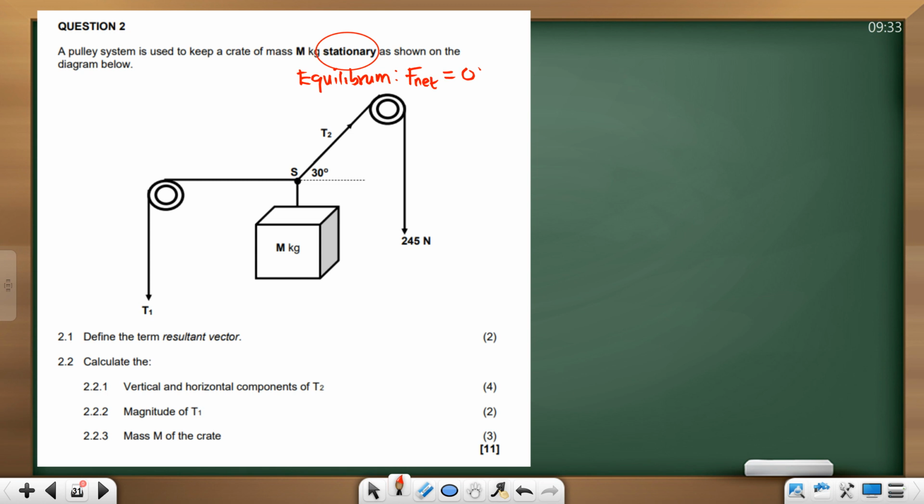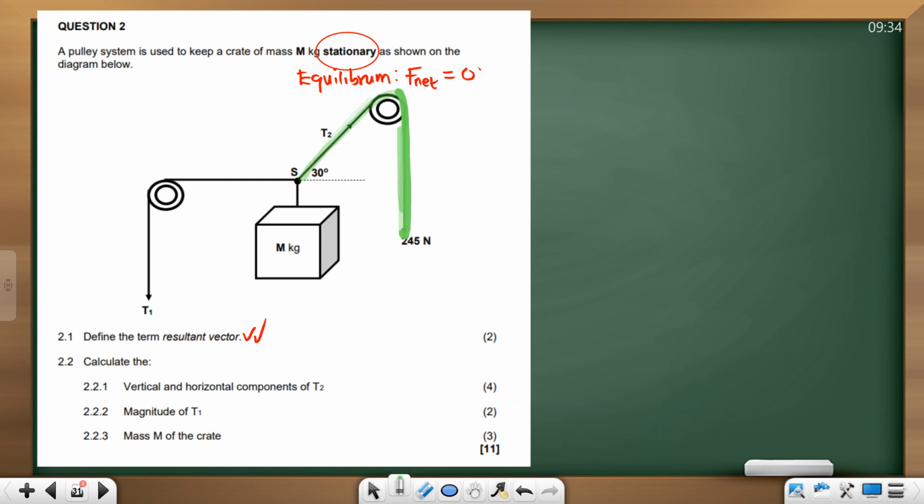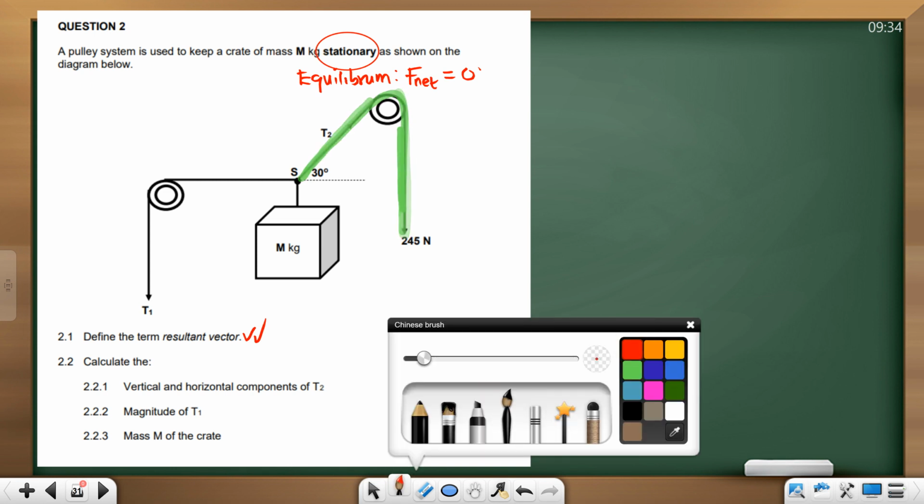So we have a diagram. 2.1, everybody should be able to do that now. 2.2, calculate the vertical and horizontal component of T2. My dear learners, please don't let this confuse you. That the force is coming down doesn't mean it's really down. This is it. It is actually here. This 245 is here.